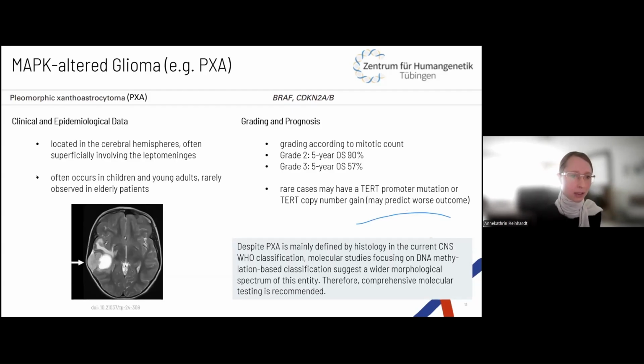These tumors are located predominantly in the hemispheres, and as you can see here, they are almost often located superficially, in the cortex and may sometimes have contact to the leptomeninges. They occur in children and young adults, and rarely also in elderly patients. They are graded into 2 grades, grade 2 or grade 3, according to the mitotic count. And grade 2 tumors have a 5-year overall survival of 90%, and grade 3 about 57%.